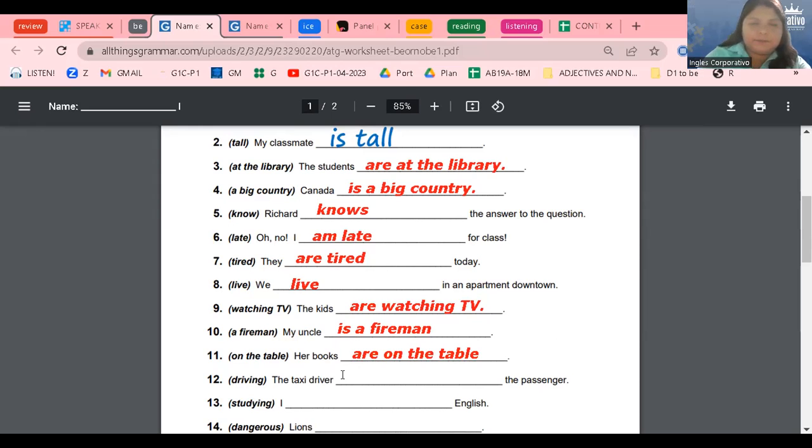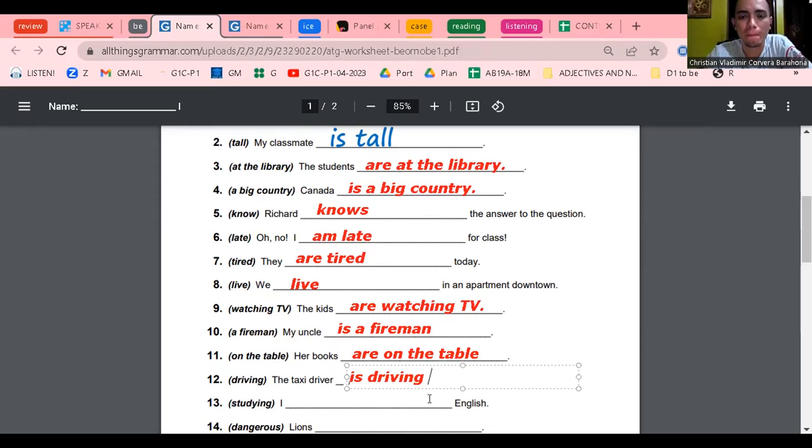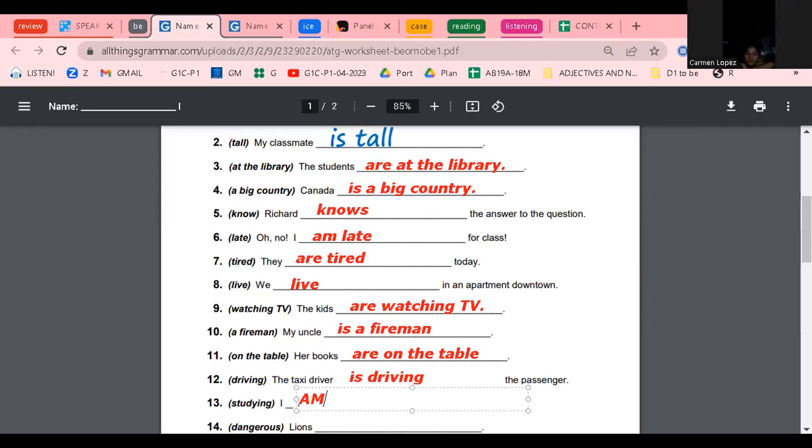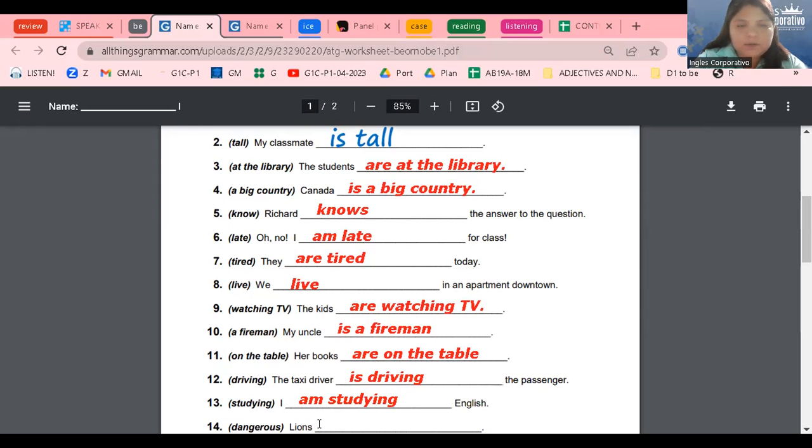Driving, the taxi driver driving the passenger. Okay, studying. I'm studying English. Okay, lions are dangerous. Okay, and let me see, take a screenshot if you want to have that exercise. Le pueden tomar ahí una captura y que lo puedan tener ahí. Creo que cuando lo mueva sí se va a mover, creo que tenemos dos más.